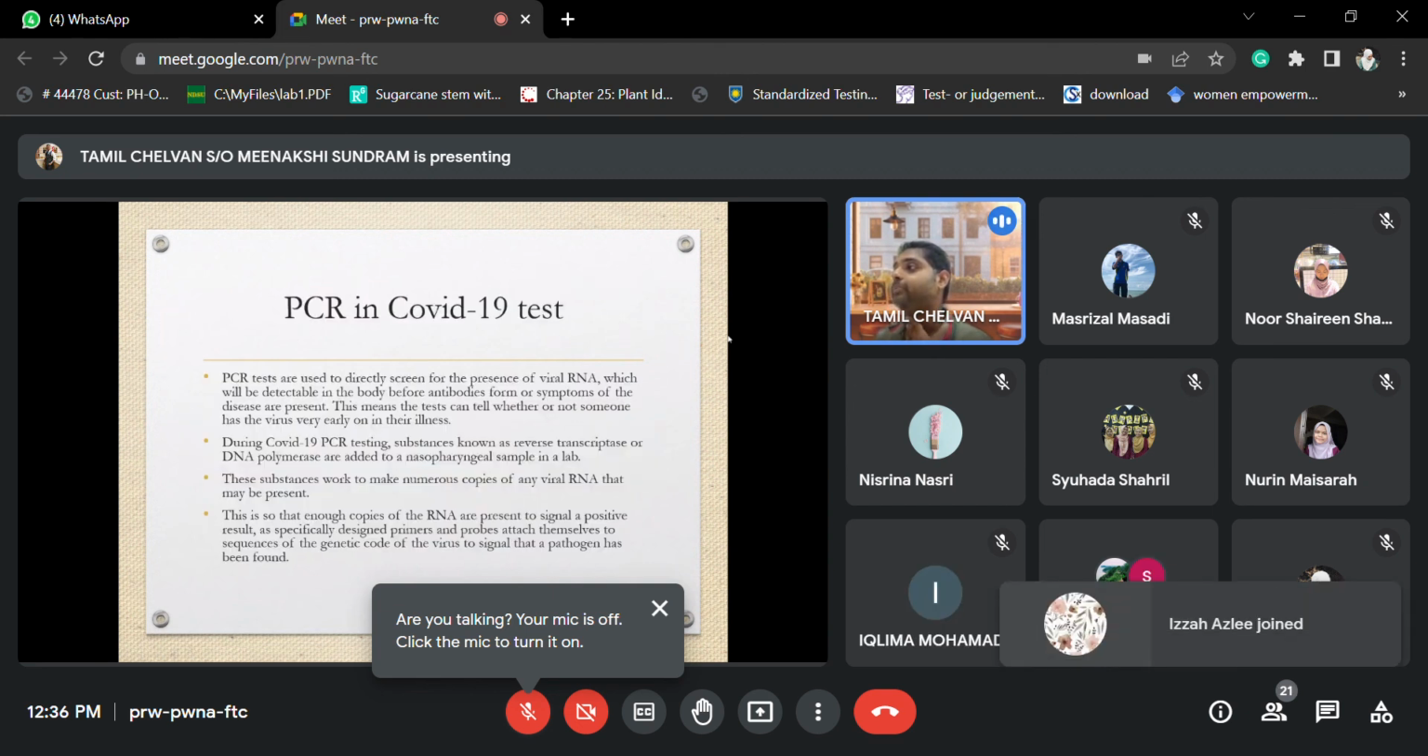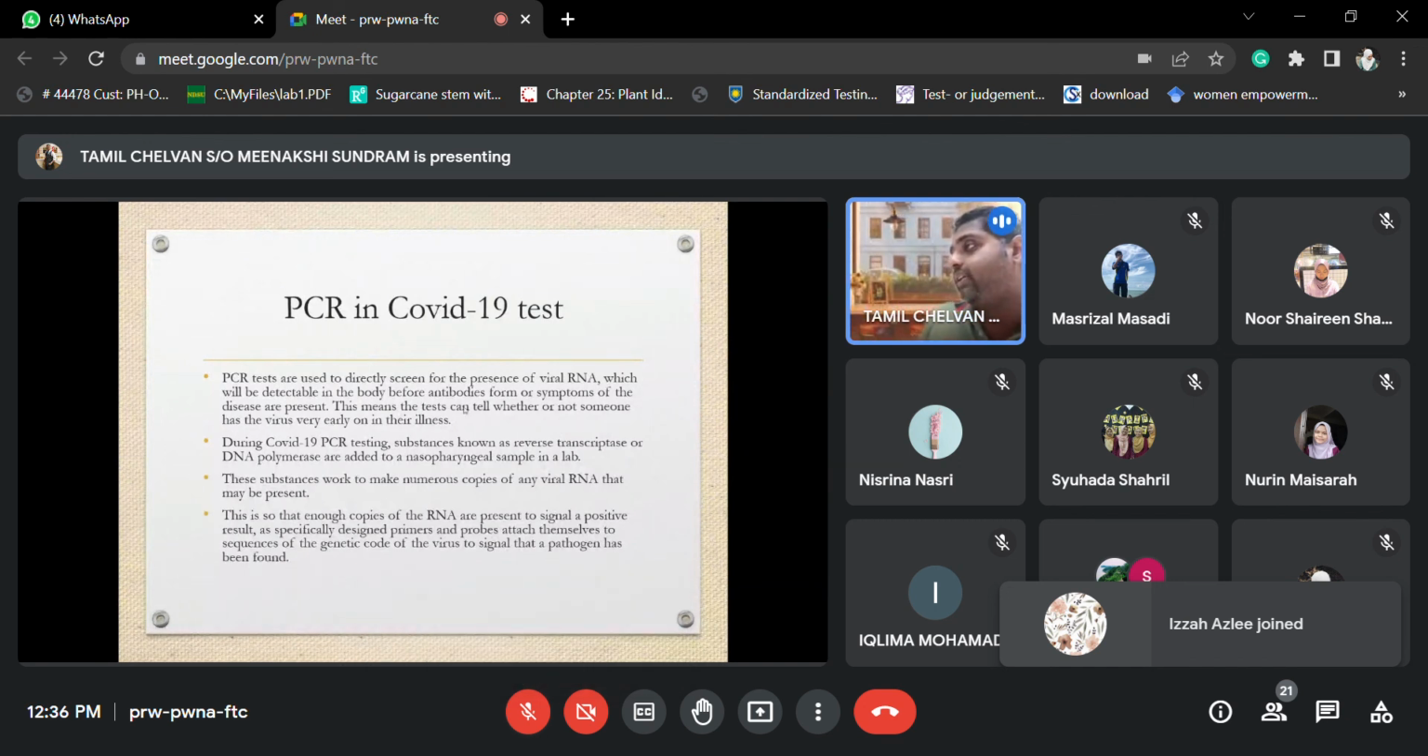Okay, ini apa? PCR in COVID-19 test. Tak ada apalah. PCR tests are used to directly screen the presence of virus, ada DNA, RNA kan. So kita hantar PCR pasal itulah. Kena kita nak check RNA tu betul ke tak. So mereka dah tahu RNA tu apa. So kita banyakkan dia. So kita boleh buat pembacaan. Kalau disikit, orang tak dapat kesan. So mereka ambil sampel kan. Mereka swab and take the sample.